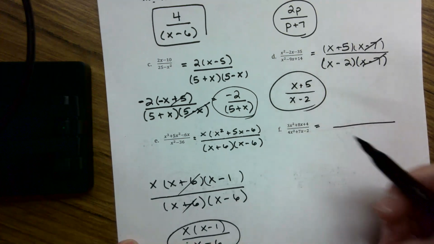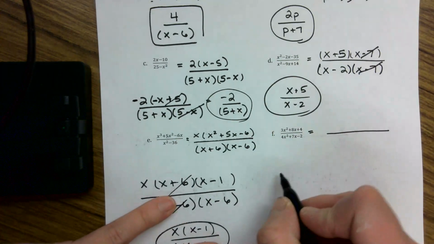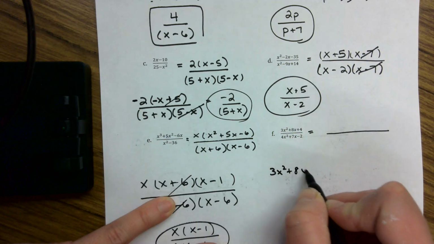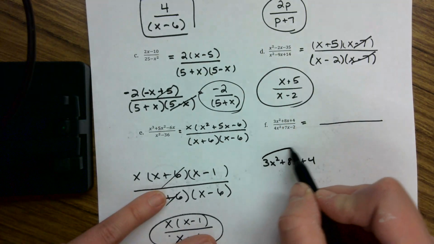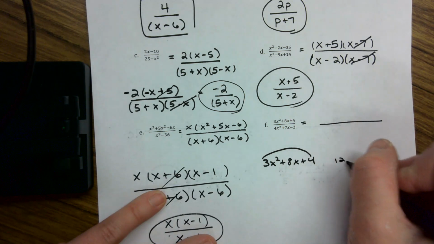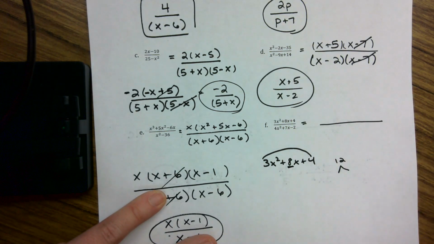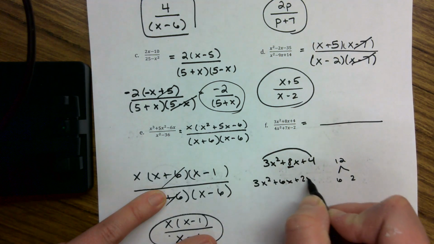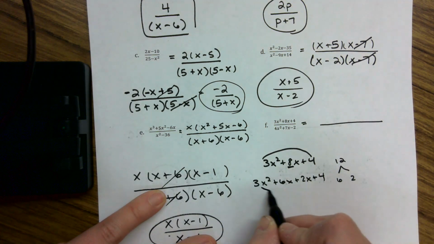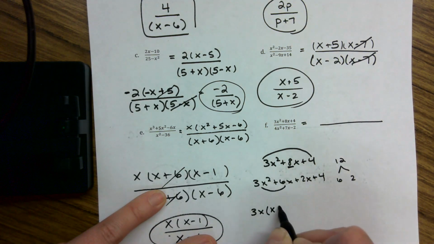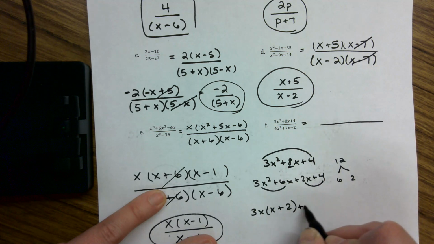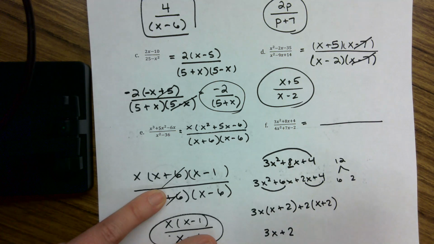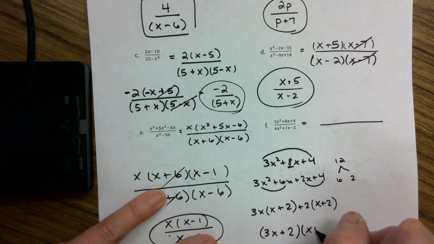Okay. Remember, it's going to be a lot more complicated. So to factor the top, you're going to have 3 times 4, which is 12. What are factors of 12 that give you 8? 6 and 2. So 3x squared plus 6x plus 2x plus 4. We take a GCF here. We take a GCF here. We're left with 3x plus 2 times x plus 2.